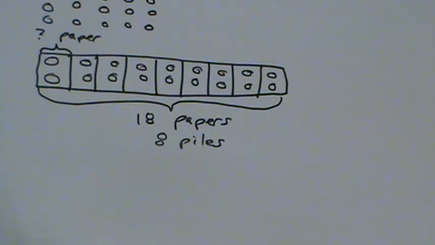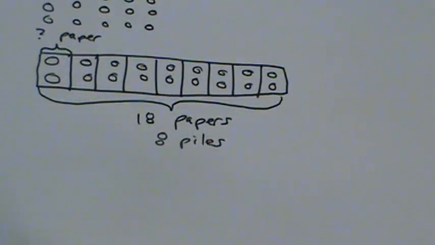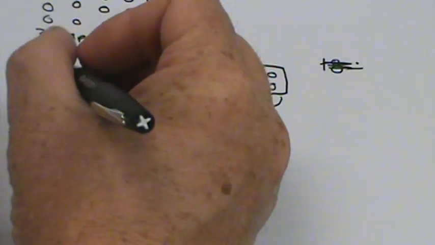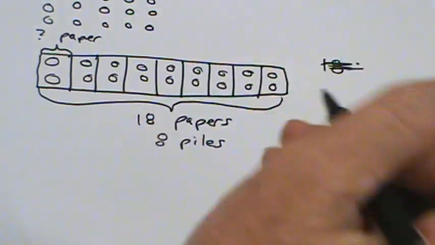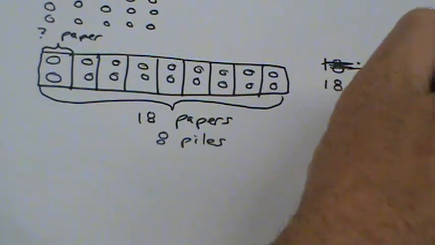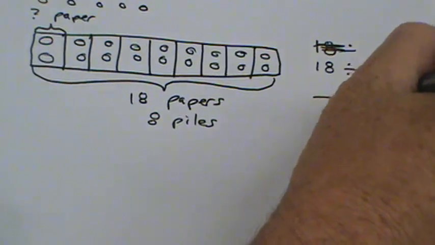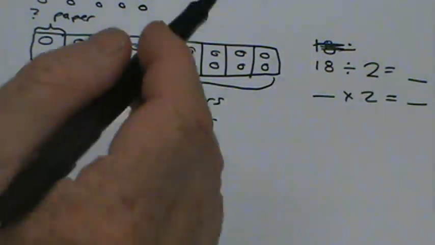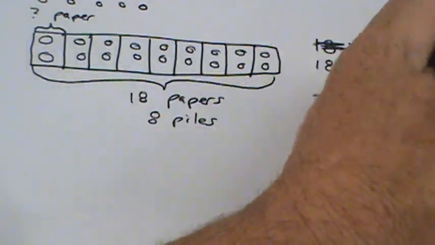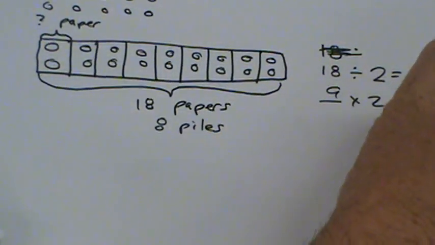What we can clearly see, if she took those 18 papers and put them in 8 piles, right? It would be 2, 4, 6, 8, 10, 12, 14, 16, 18, yeah. 18 divided by 2 would equal something, and then another number times 2 would equal something. So think about this. We have 18 divided by 2 equals 1 pile, 2 pile, 3 pile, 4 pile, 5 pile, 6 pile, 7 pile, 9 pile. So 9 times 2, of course, there's 9 2s, would equal 18.